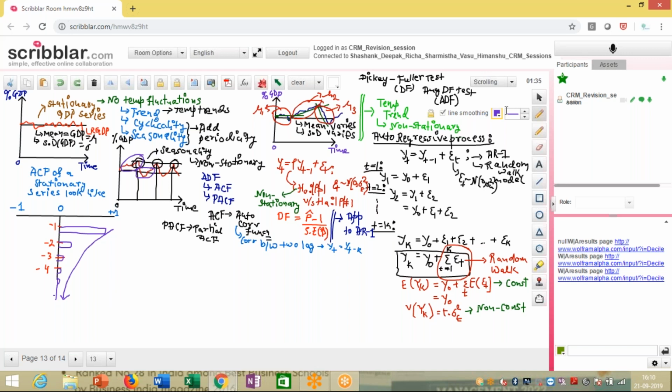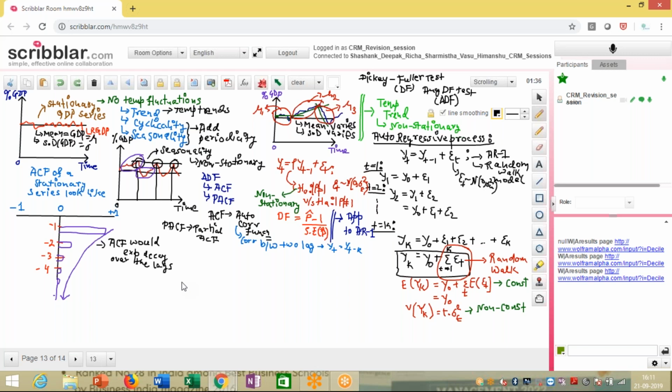So how would you define this case? If a time series is a stationary time series, its ACF would exponentially decay over the lags.